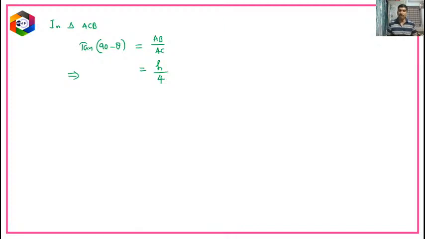So, yes, we know that when calculating the trigonometric ratio of a complementary angle, tan changes to cot. Remember that. So it is equal to cot theta. So here cot theta is equal to h by 4. This is equation 1. Now, go for the second one.